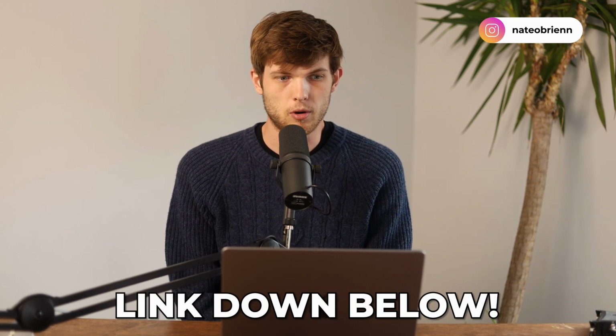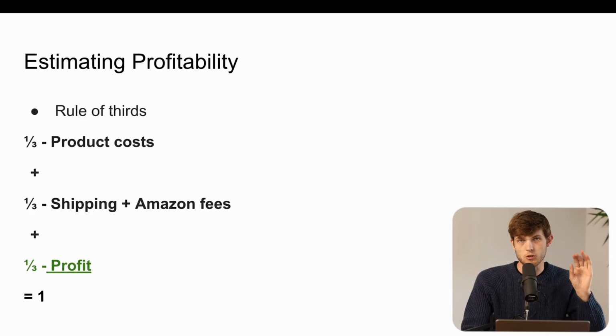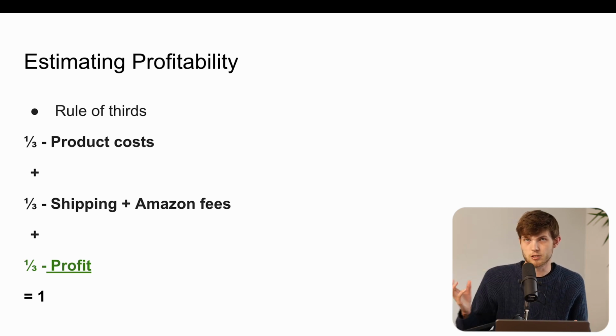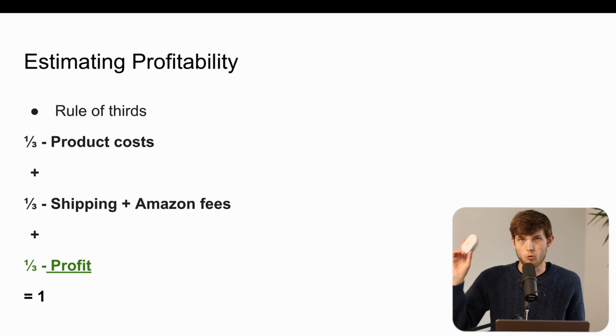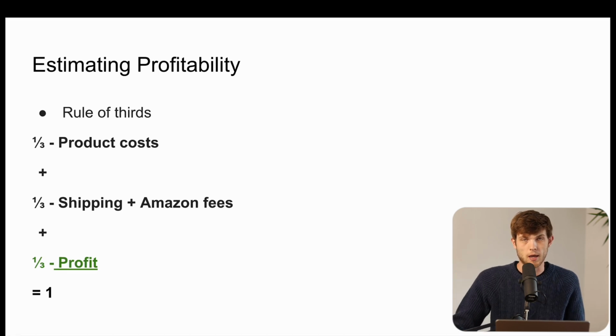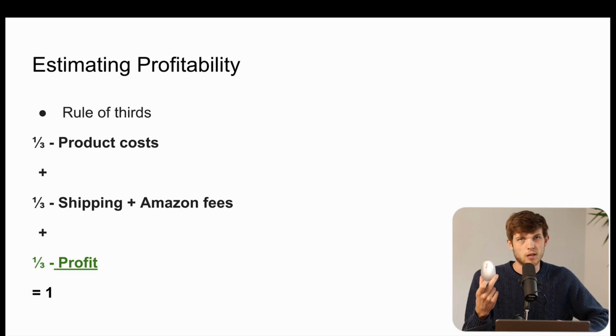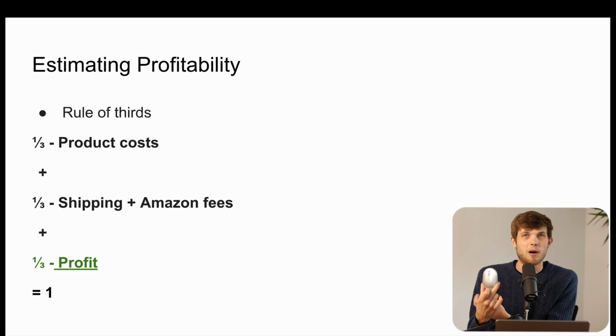But just a quick and dirty number, if I'm looking at products, generally you want to use the rule of thirds here. For your product, 1/3 could go to product costs, 1/3 would go into shipping and Amazon fees, and the other third could be potential profit. This is of the list price of an item. So if you're selling something for $21, and as long as you can get that product cost at about $7, your shipping and Amazon fees might be another $7, and then you can have about 1/3 profit, about $7 profit per item if you're selling it for $21.